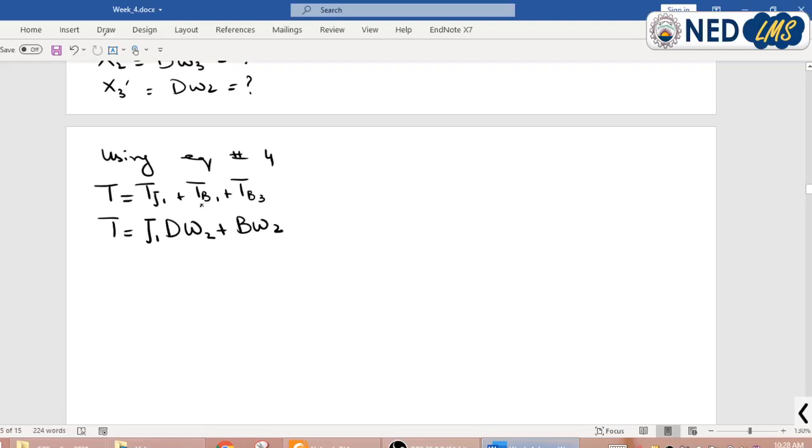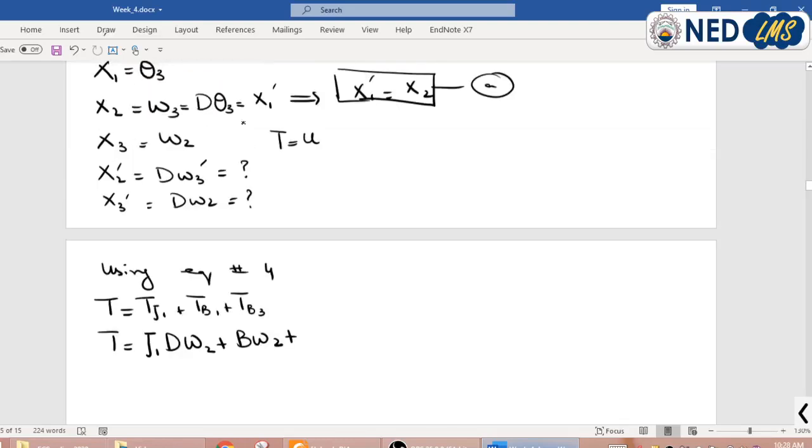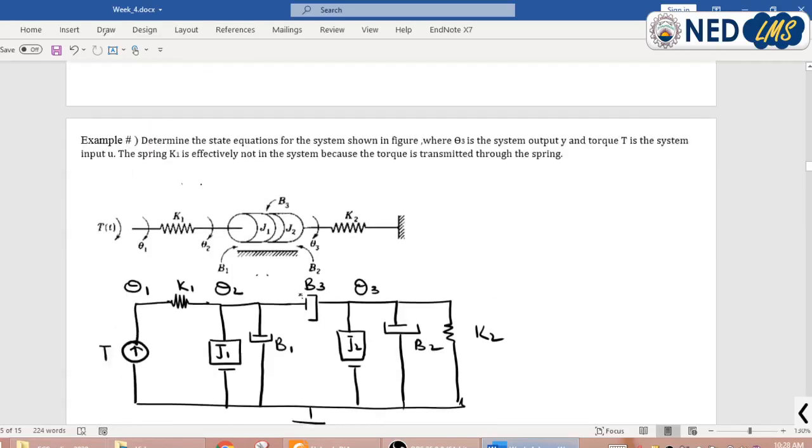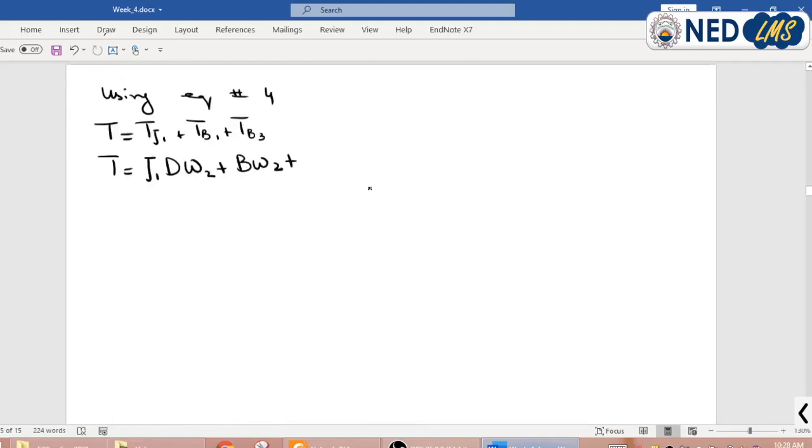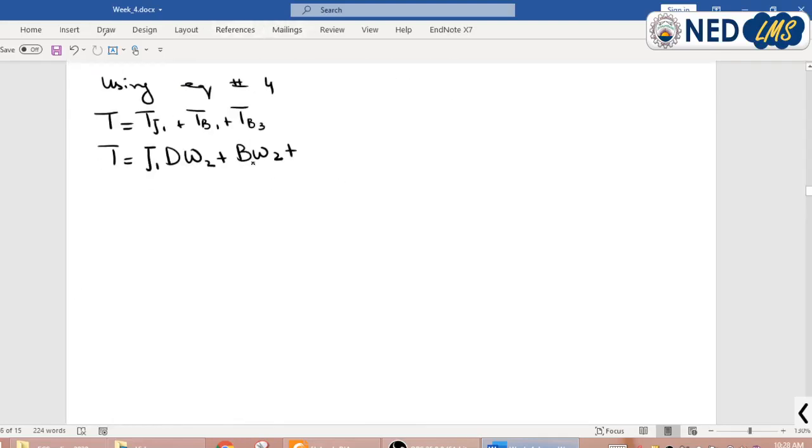Basically this is a damper. The mathematical model of a damper is b omega. At node 2 we have b1 omega 2. Similarly, b3 is present in between node 2 and node 3, so B3 times omega 2 minus omega 3. I will try to transform this equation so that no system parameter is present, only state variables. So I will replace this T with the state variable u.